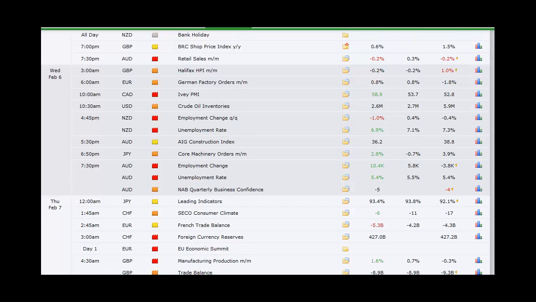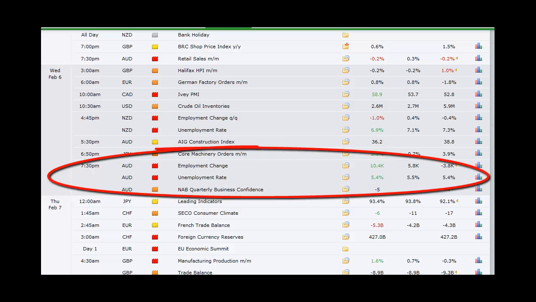Review of the results of the release of the Australian employment change and the unemployment rate on Wednesday, February 6th, 7:30 p.m. Eastern Standard Time. We have the calendar in front of us right now, and we are looking at the employment change numbers, which in all cases here are positive. We have an employment change 10.4 thousand increase, and the unemployment rate has dropped 0.1% in Australia.